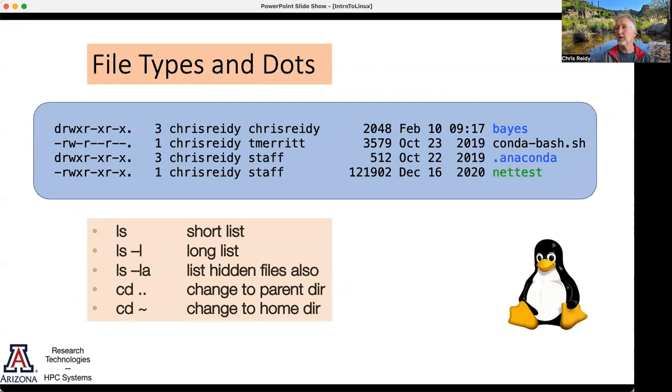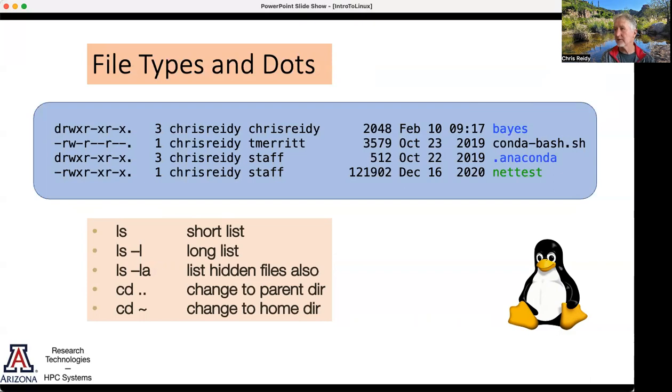So some of the different file types. I mentioned if it's got a D in front of it, it's a directory. But look at the third one. It's .anaconda. Anything that starts with a dot is hidden. And so in this case, it's blue. So that kind of indicates to you it's a directory, which is verified by the D at the front. So you have a hidden directory called anaconda. And we'll get back to that.